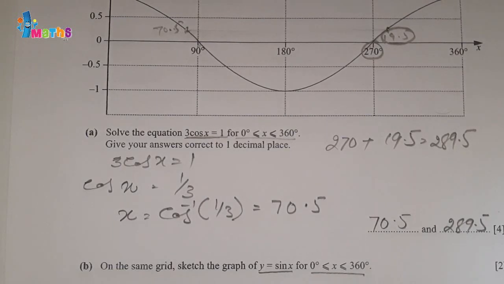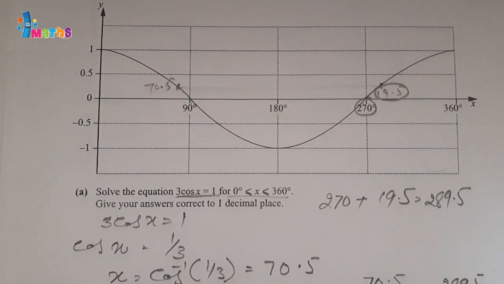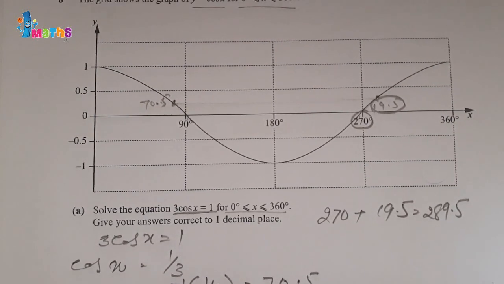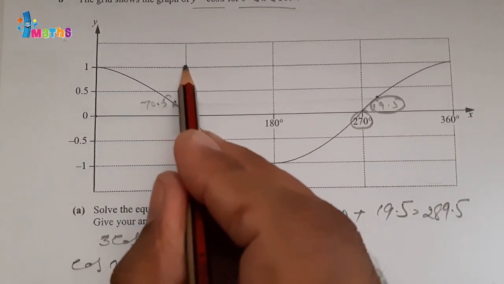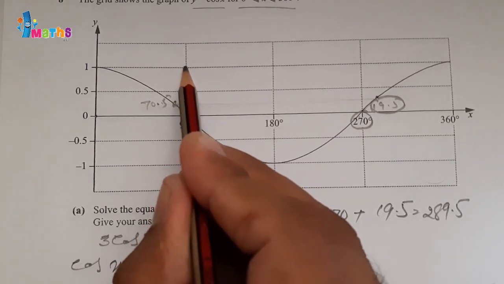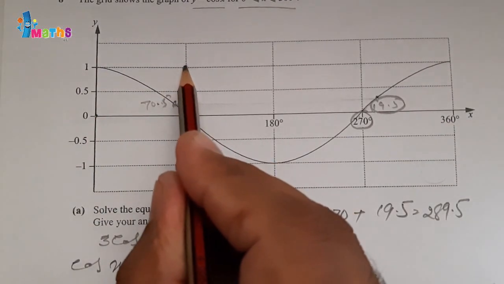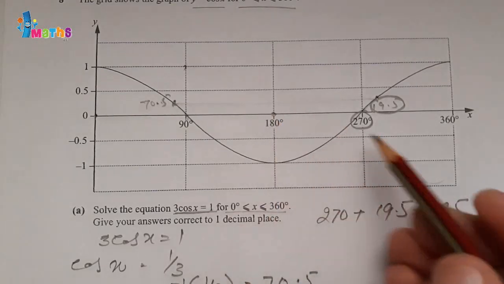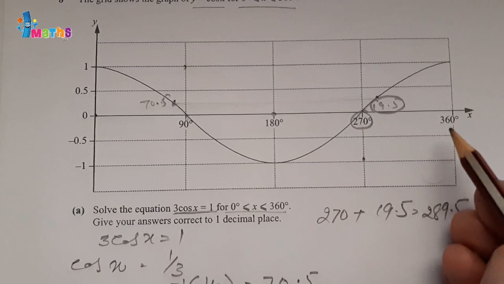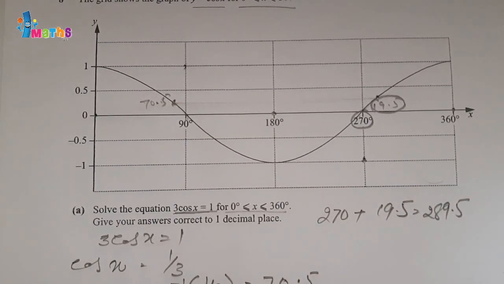for the same range. For the same plot provided, we have to draw the graph of y is equal to sine x. Sine x we know, for 0 degrees sine is 0, for 90 degrees sine is 1. If we check from the calculator, it will be 1. So sine is 0 for 0, and sine value will be 1 for 90. For 180, its value will be 0 again, and for 270 it will be minus 1, and for 360 it will be 0 again. So our sine x graph will be passing through these points.